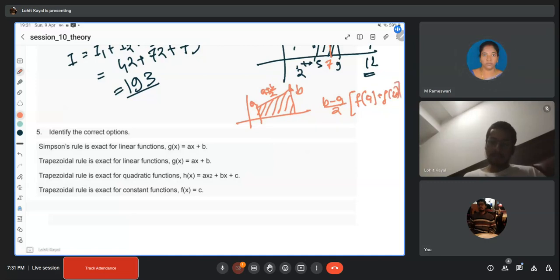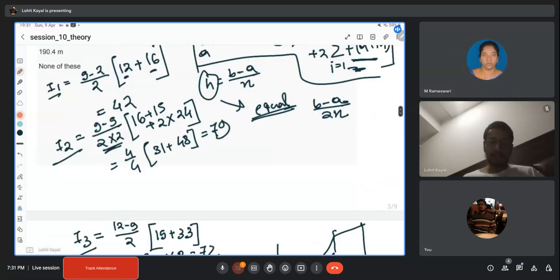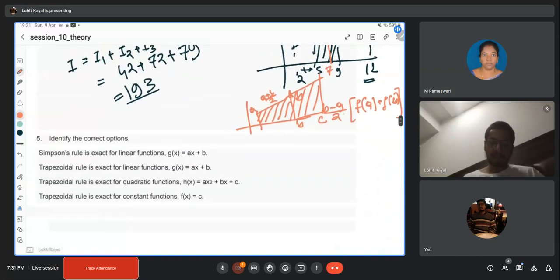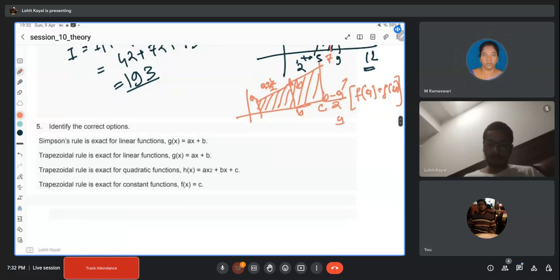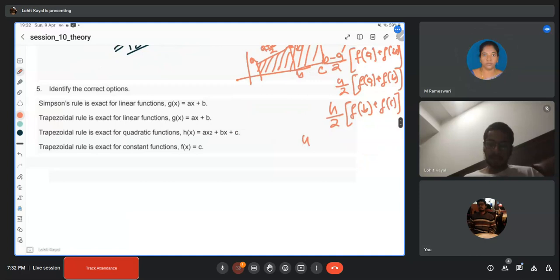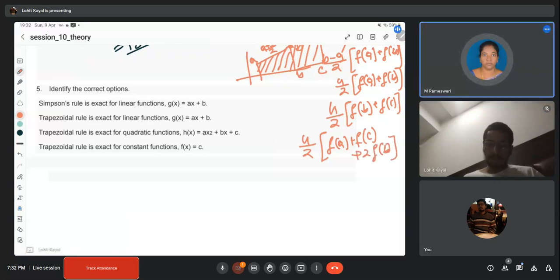Now suppose there is another point c. Then you need to do the same calculation from b to c. Suppose b minus a is the same as c minus b, h. So it is h by 2 times fa plus fb. Similarly, from b to c, it will be h by 2 times f of b plus f of c. So finally we'll have h by 2 times fa plus fc plus 2 times fb.